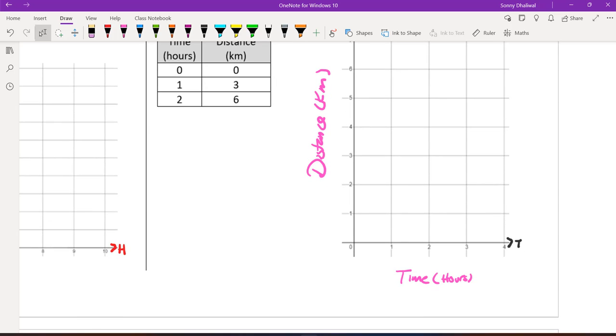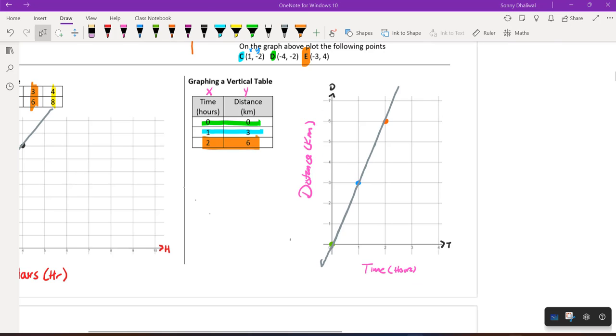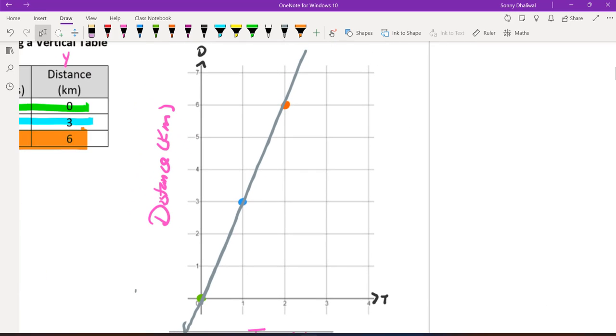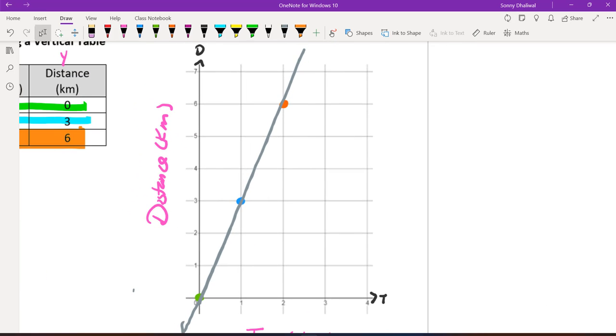All right, so take a second and graph these 3 points. And I'll put them up on the screen. So I'm hoping when you drew your dots, they look like that: (0, 0), (1, 3), and (2, 6). Your line's going to do that.